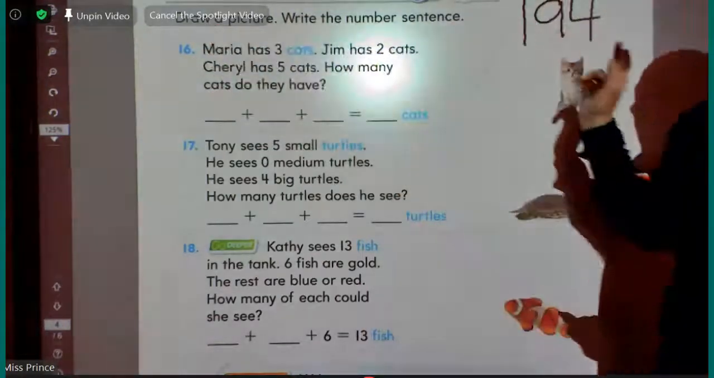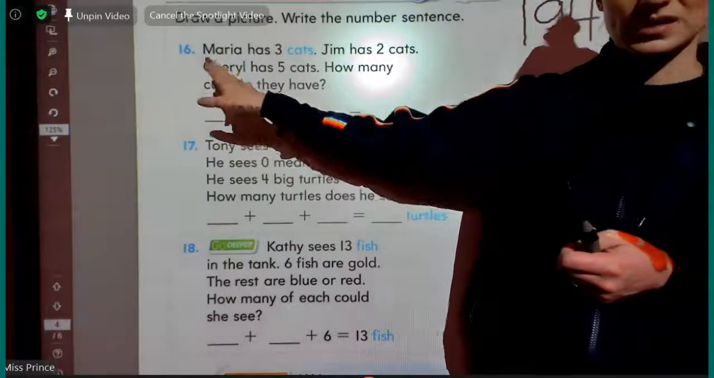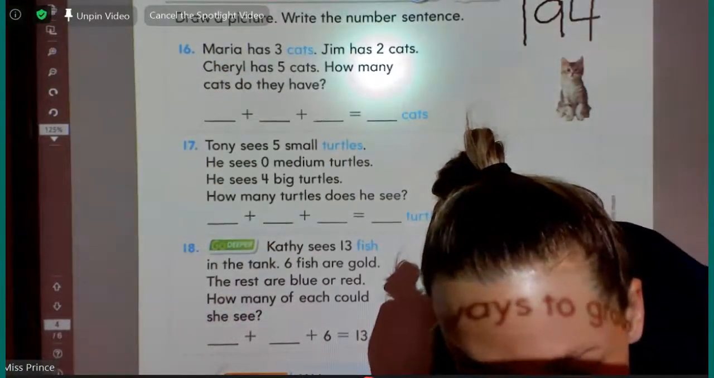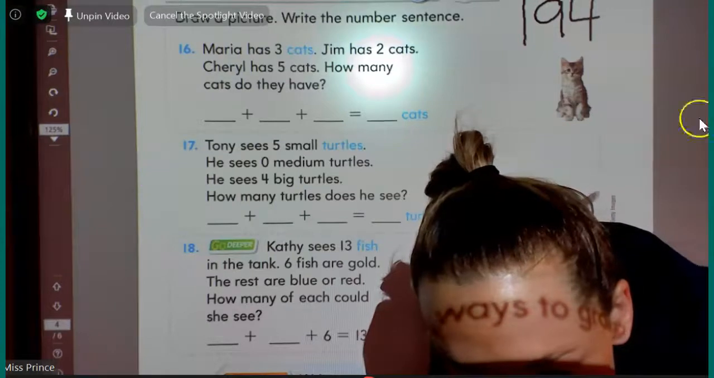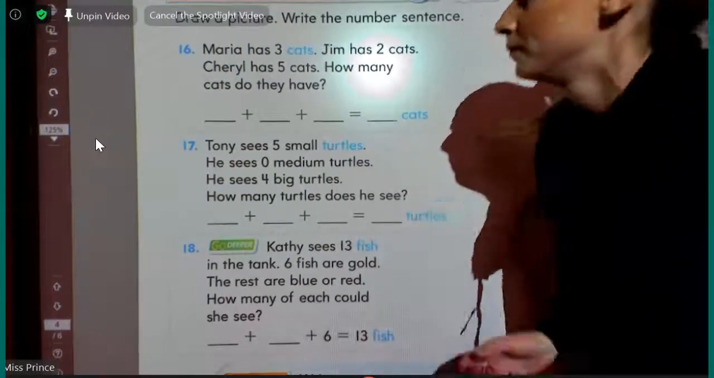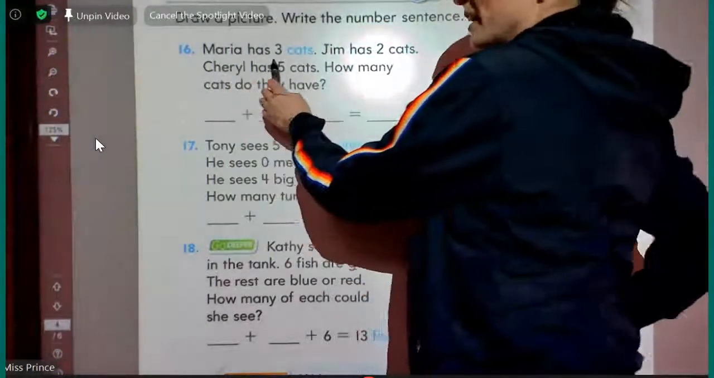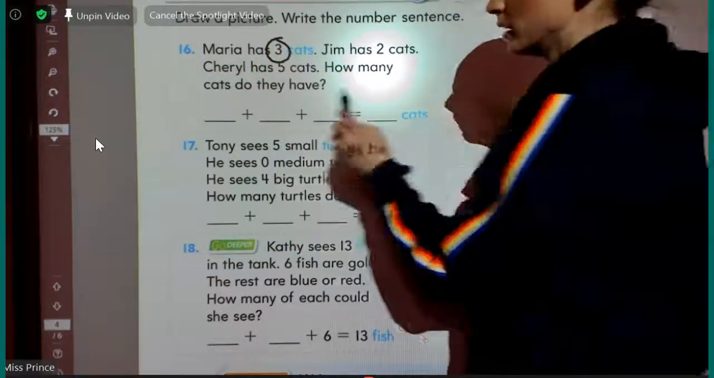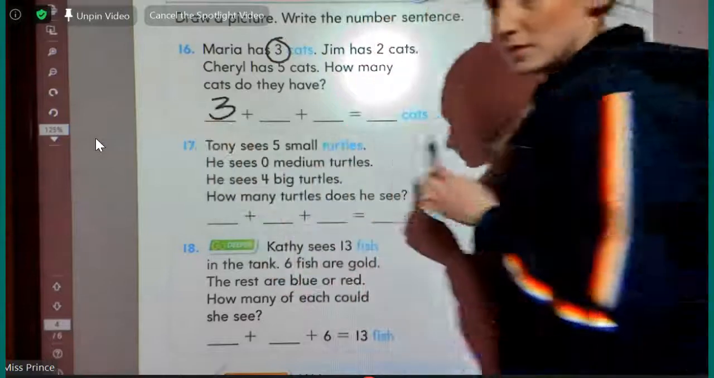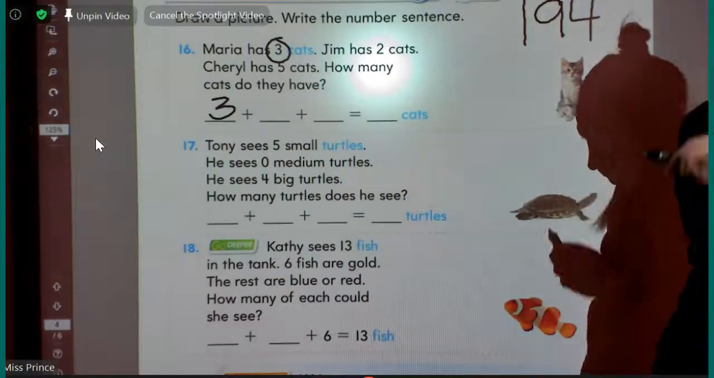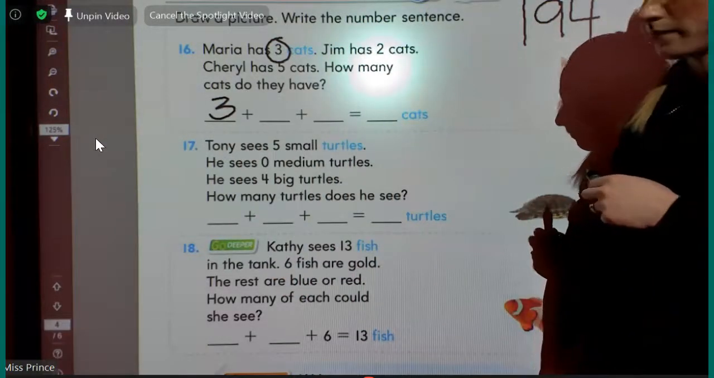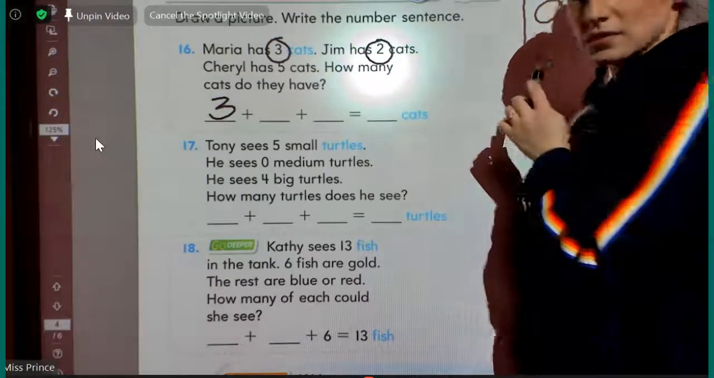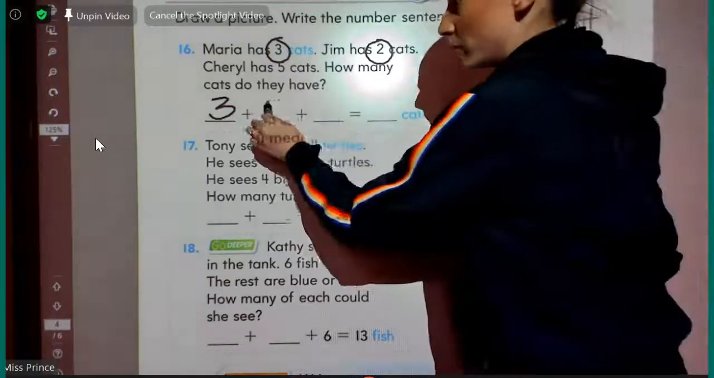Okay, I want to go to the one with the cat, number 16. My helper is Liam. We are back to the beginning of my list. Liam. Maria has 3 cats. We're going to circle the 3, and we're going to put it right here. So go ahead and do that. Jim has 2 cats. Circle the 2. We're going to put the 2 right here.